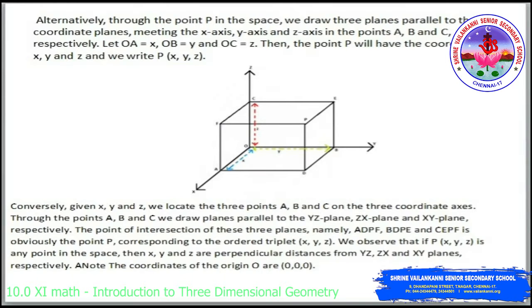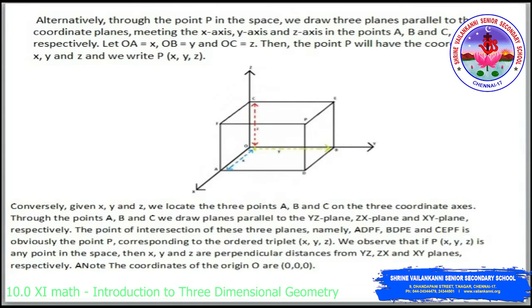And we write P as (x, y, z). Conversely, given x, y, z, we locate three points A, B and C on the three coordinate axes. Through the points A, B and C, we draw planes parallel to the YZ plane, ZX plane and XY plane. The point of intersection of these three planes, namely ADPF, BDPE and CEPF, is obviously the point P corresponding to the ordered triplet x, y, z.